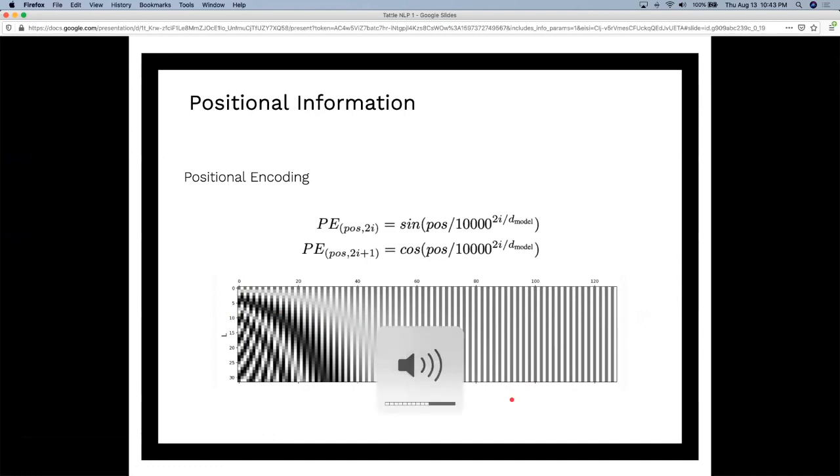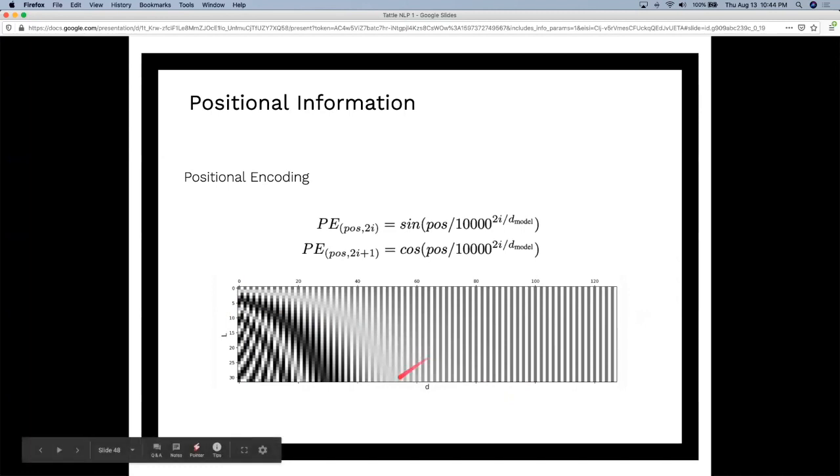Here, D is the dimension of the embedding model, and L is the length of the sequence input, right? Yes. So D is the dimension of the embedding that you need, because you need this to be the same size as the embedding for the word that you generate. Okay, got it.